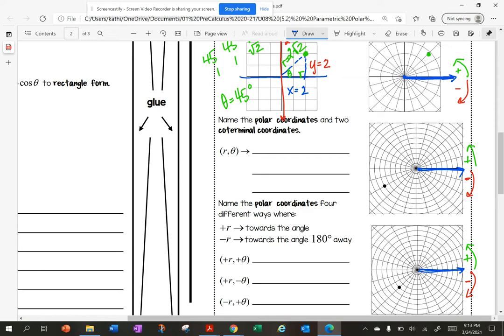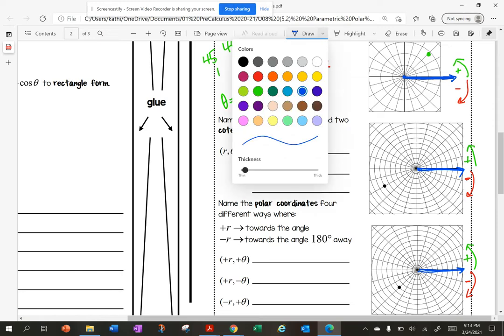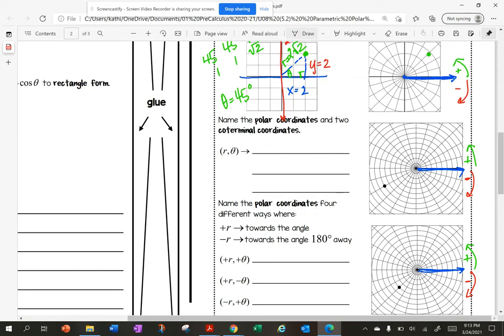Let's name the polar coordinates and 2 coterminal angles. If I'm counting, I want to know what each of these lines represents. I'm going to start out with, I know that halfway around is 180 degrees.